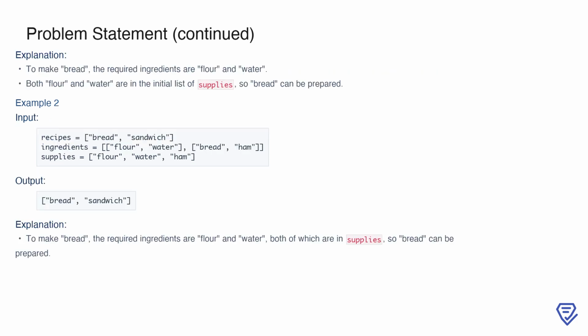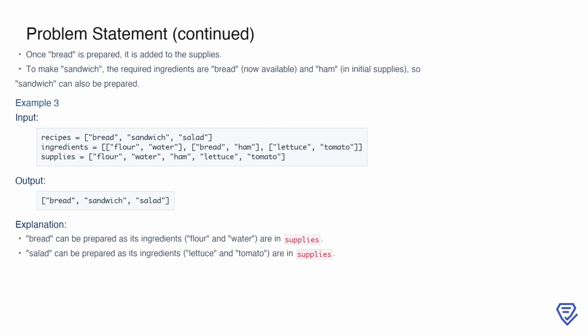In this example, we expand the problem to include two recipes, bread and sandwich. The bread recipe requires flour and water, while the sandwich recipe requires bread and ham. The initial supplies include flour, water, and ham. First, bread can be prepared because its ingredients, flour and water, are in the supplies. Once bread is prepared, it becomes part of the supplies, which now include flour, water, ham, and the newly prepared bread. This allows sandwich to be prepared, as both of its ingredients, bread and ham, are now available. The output in this case would be a list containing both bread and sandwich.